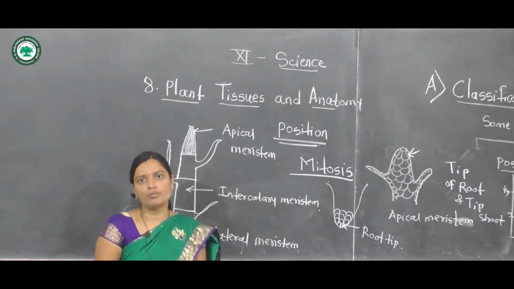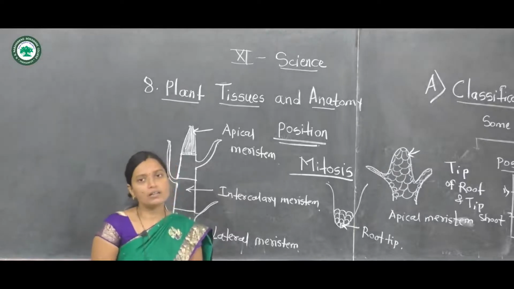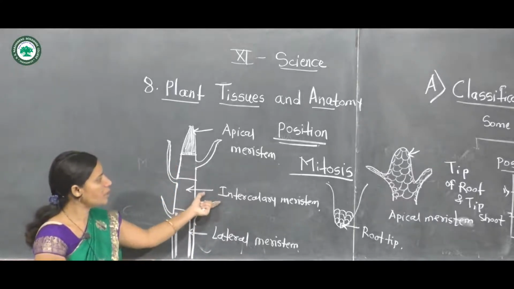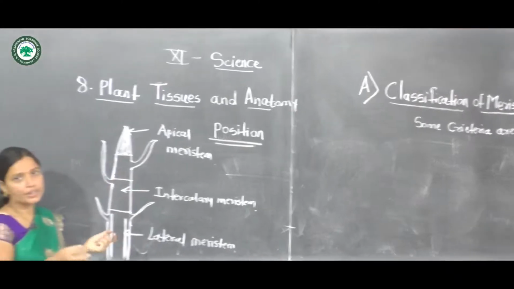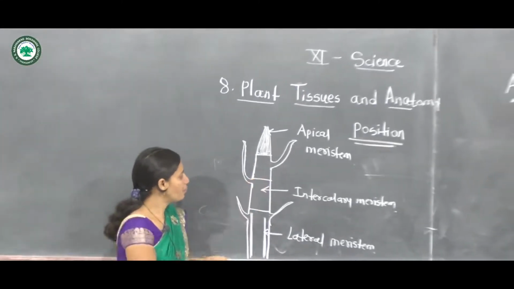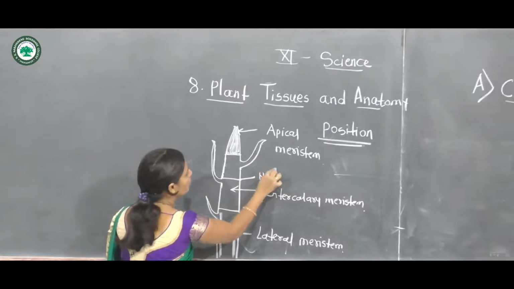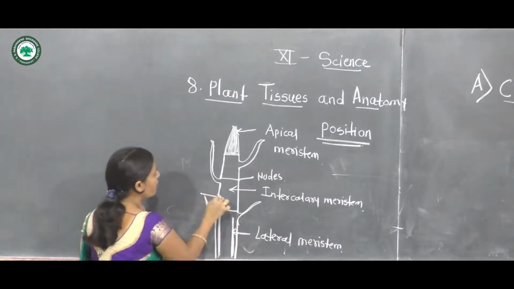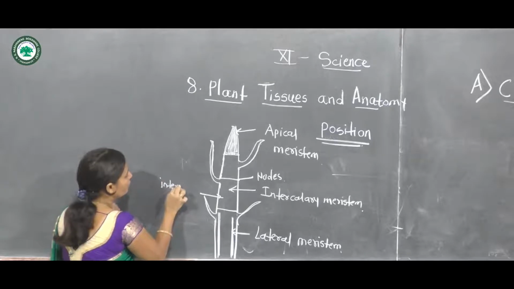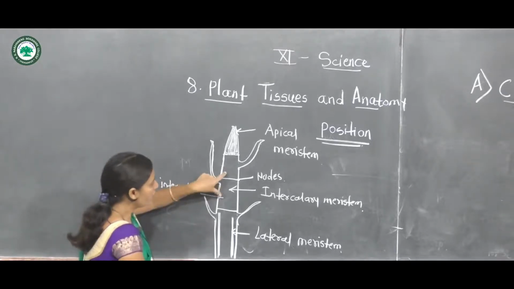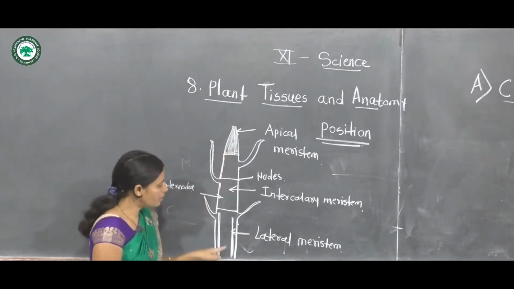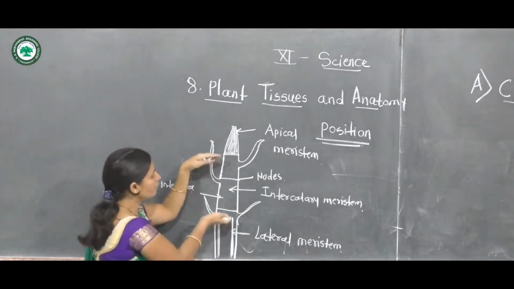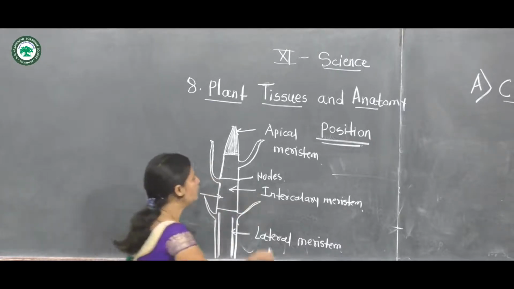Now the second type of meristem is the lateral or intercalary meristem. The second type, the intercalary meristem. The position of this intercalary meristem is internodal, which means this is a node, this is the nodal region, and this part is the internodes. This intercalary meristem is present in between the apical meristem and the lateral meristem. In between these two regions, the intercalary meristem is found.